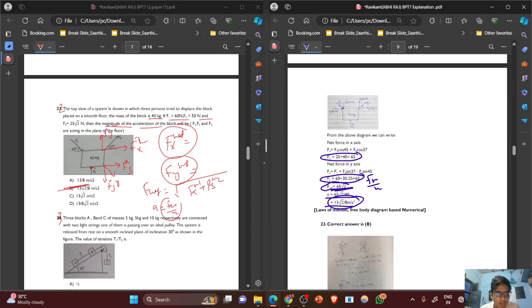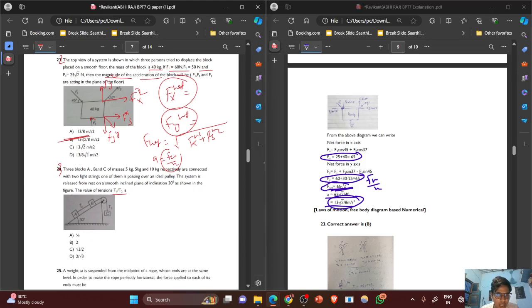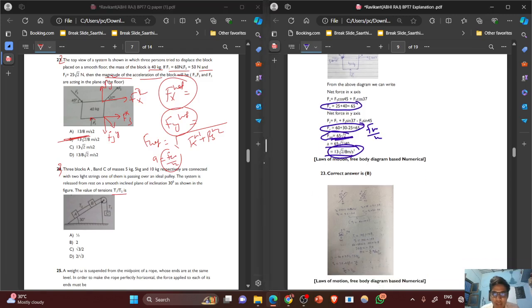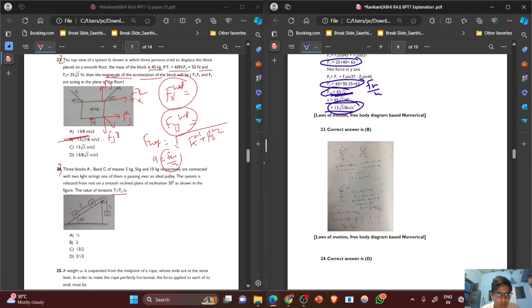question number 23. Three blocks A, B and C of masses 5 kg, 5 kg, 10 kg respectively are connected with two light strings. One of them is passing over an ideal pulley. The system is released from rest on a smooth inclined plane of inclination 30 degrees as shown in the figure. The value of T1 upon T2. Okay, it is asking about the tension T1 upon T2. So as you can see here, you can do the solution here.